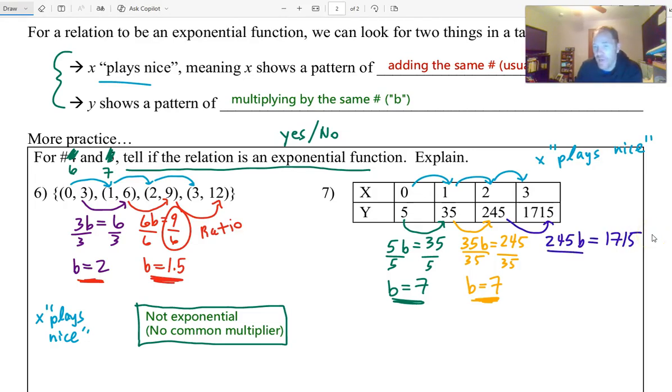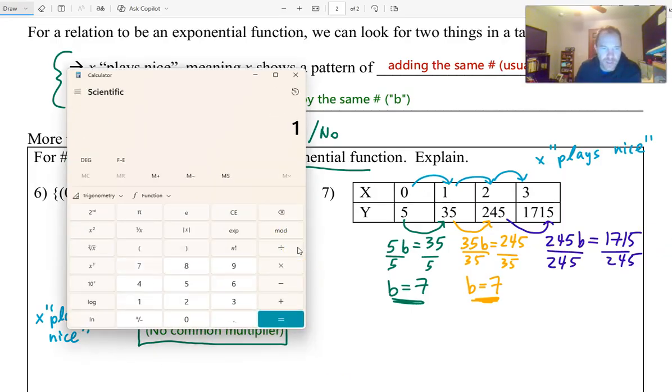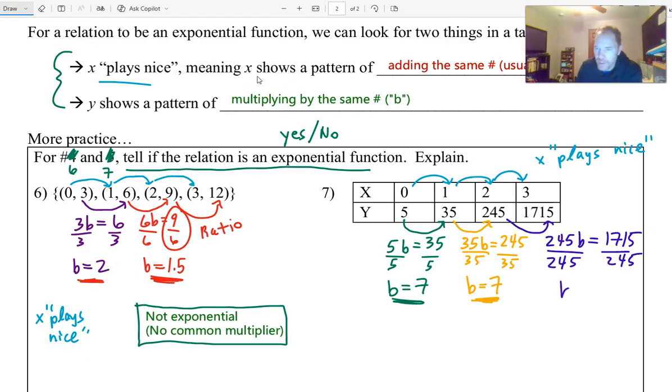Well, solve your equation. That one, I don't know. I don't know the last 2 off the top of my head. But I'm going to reach for the calculator. So I'm going to go to the calculator with 1,715 divided by 245. And I got 7. All right, so there we go. This is exponential because x plays nice, first of all, and second, we have a common multiplier of 7. All right, so there you go.